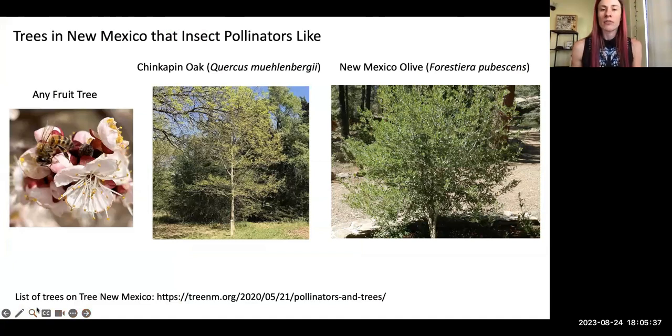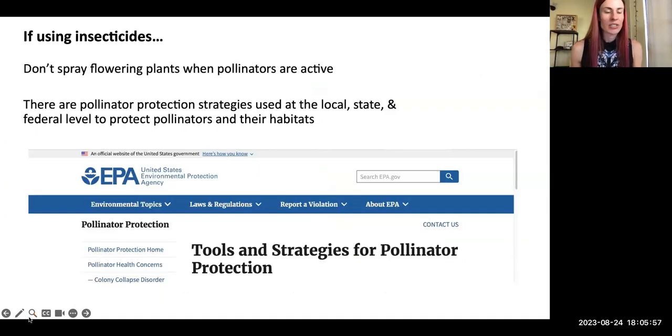So also there are a lot of trees that are specifically good for pollinators in New Mexico. This website right here lists trees of New Mexico that can be used. So things like New Mexico olive, and any fruit tree. Bees love fruit trees, so just about any fruit tree is useful.